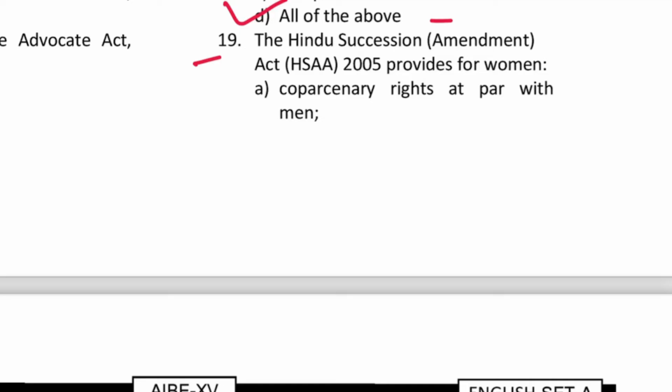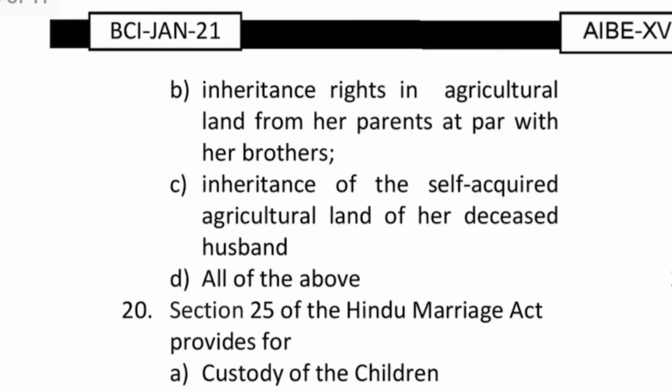Next is 19, the Hindu Succession Amendment Act of 2005 provides for women capacity right at par with men. Is correct. Inheritance right in agricultural land from parents at par with brothers. Yes. Inheritance of the self-acquired agricultural land of her deceased husband. Yes. All of the above. D is the answer.